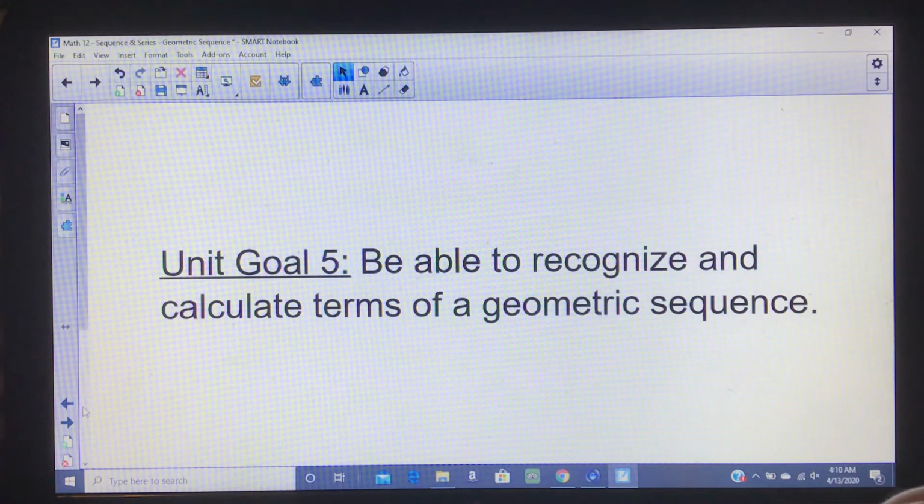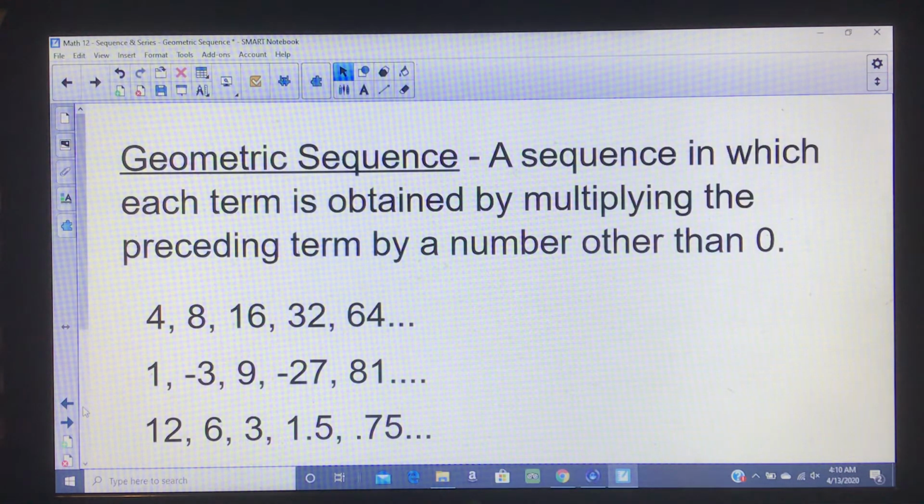So what is a geometric sequence? Well, a geometric sequence is a sequence in which each term is obtained by multiplying the preceding term by a number other than 0. The reason we don't use zeros is because if you just multiply everything by 0, you just get a big string of zeros, and that's boring. So basically, we start with a number, and so long as you pick some number other than 0, you just keep multiplying by that number over and over and over again.